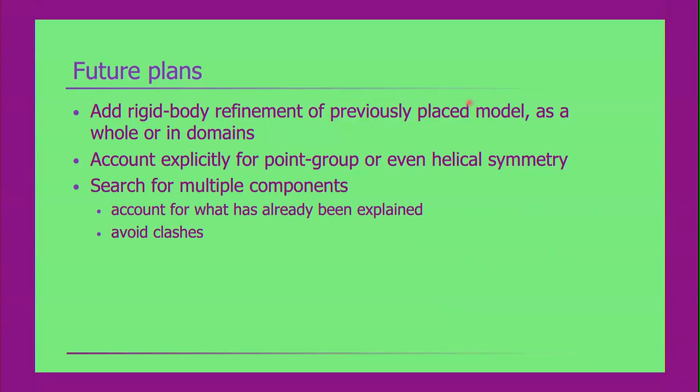And right now, it only does one component at a time, and it doesn't pay any attention to what you've already placed, which is something we can improve based on what we've done in molecular replacement. So you want to account for what's already been explained in the map and avoid clashes. And something I've talked to Stars about a little bit is getting away from the idea of deducing everything from the half maps, and maybe seeing if there's some way of deducing more about the accuracy of the Fourier terms from the raw data.